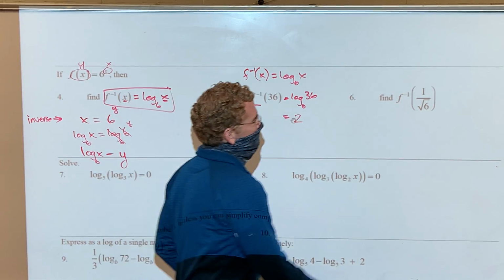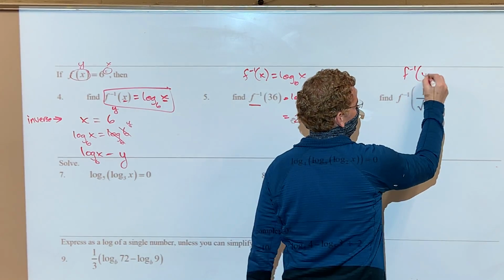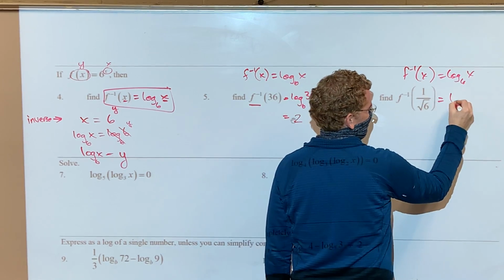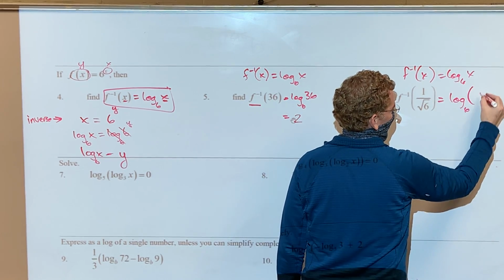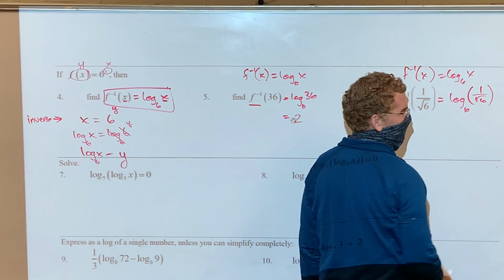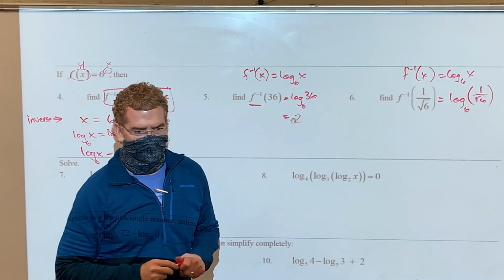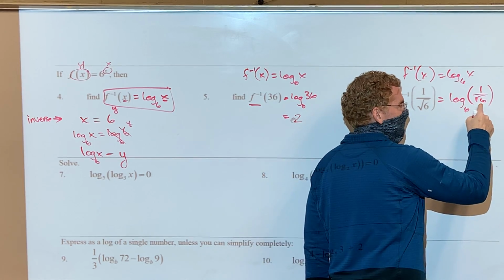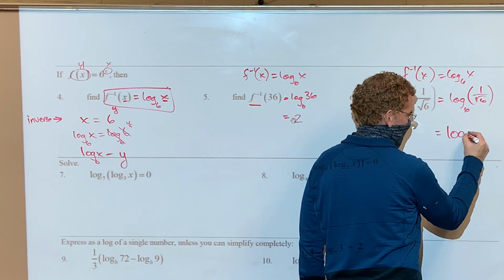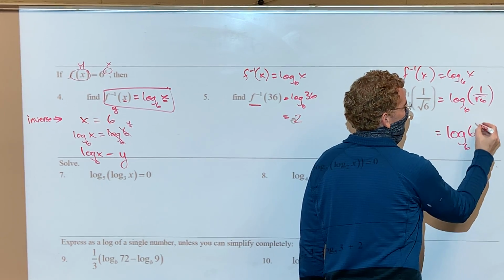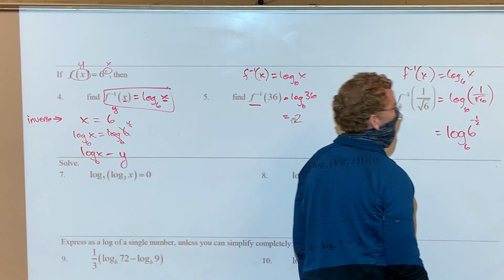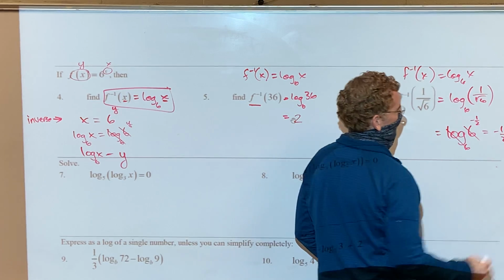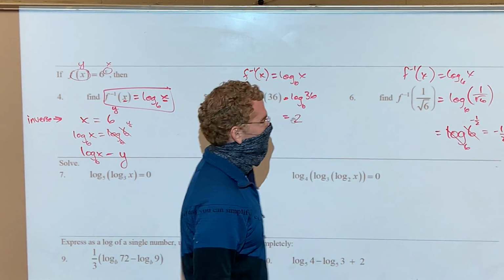And right here, same thing. If I know that the inverse of x is log base 6 of x, then the inverse of that is log base 6 of 1 over root 6. But can I simplify that? Good. Yeah, 6 to the half is on the bottom, but I can't have it in the bottom. So I make it 6 to the -1/2 in the numerator, and now I can apply my rule, which is -1/2 over 1, which is -1/2.